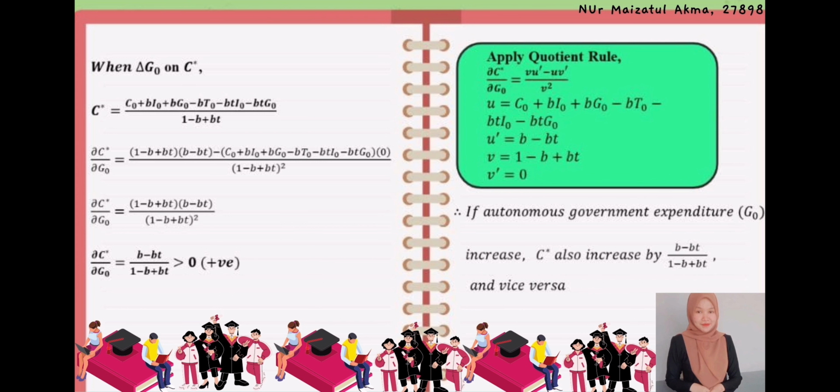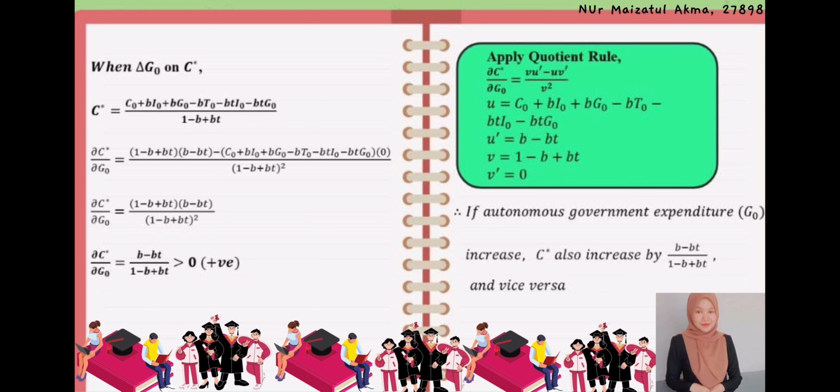So for delta C star over delta G now, we get U equal to C now plus Pi now plus Pg now minus Pt now minus Bti now minus Ptg now. For U prime, we get B minus Pt. For V, we get 1 minus B plus Pt. For V prime, we got 0.